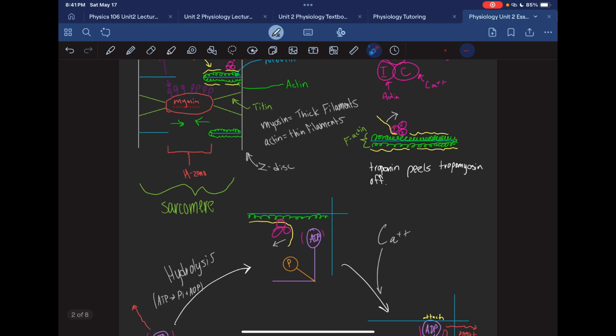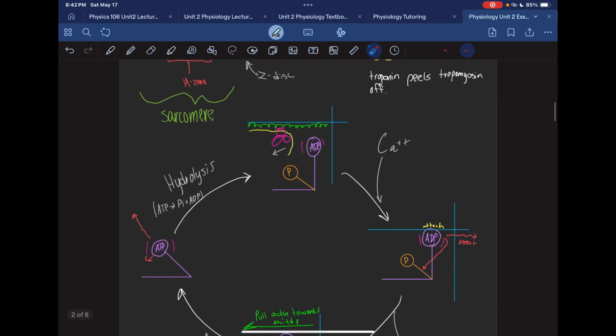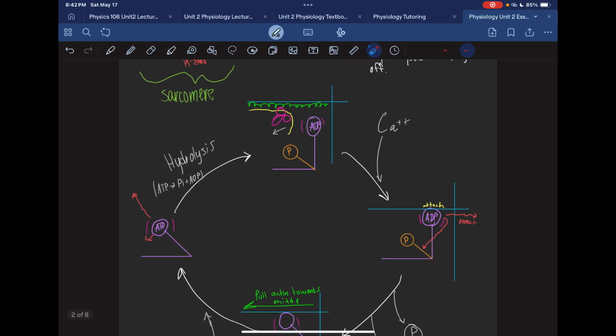As you can see here, when we look at one strand, for example, here on the nebulin and the tropomyosin and the actin, when we look at one strand of actin like that, that is called the G actin. When we look at both together, that is the F actin. So troponin, like I wrote here, is going to peel tropomyosin off. Why? Well, I'll tell you why.